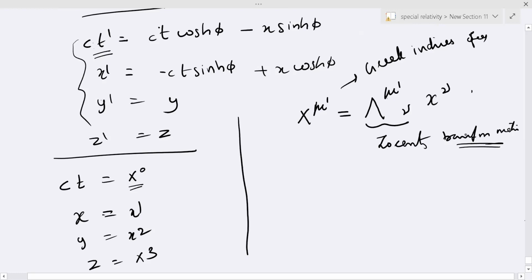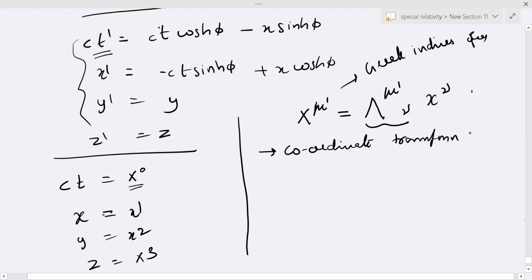Now this is just like the rotation matrix. It's similar. It actually rotates between the time component and the space component in a way. So this is the Lorentz transformation matrix. This is how the coordinates transform. This is the coordinate transformation under Lorentz transformation. Now we are ready to define a 4 vector.